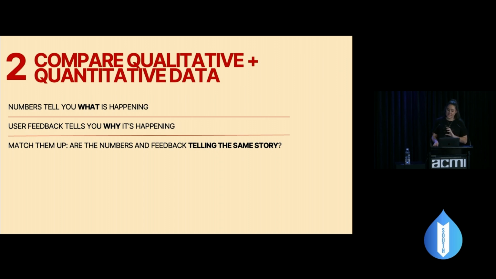Numbers tell you what is happening, but they don't tell you why. The key is combining these data types. So you've got your quantitative numbers. This is your analytics, your drop-off rates, your conversion rates, and then your qualitative user feedback. So it might be your complaints, your feedback, session recordings, those types of things.